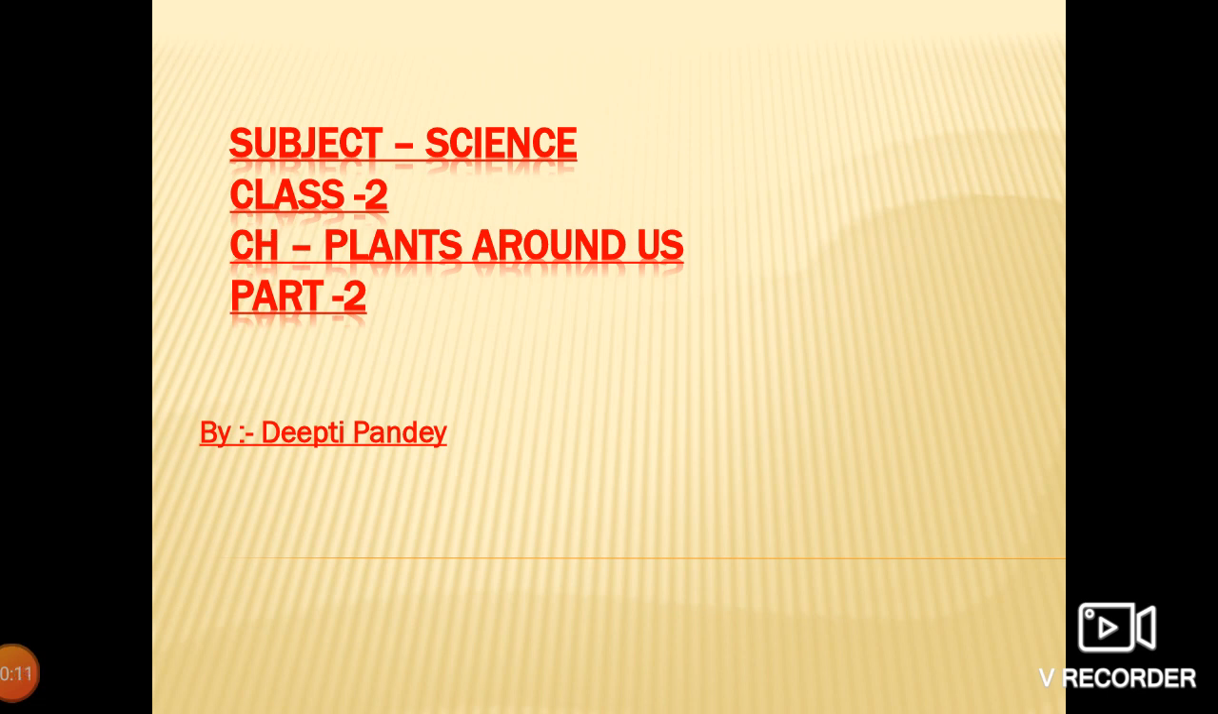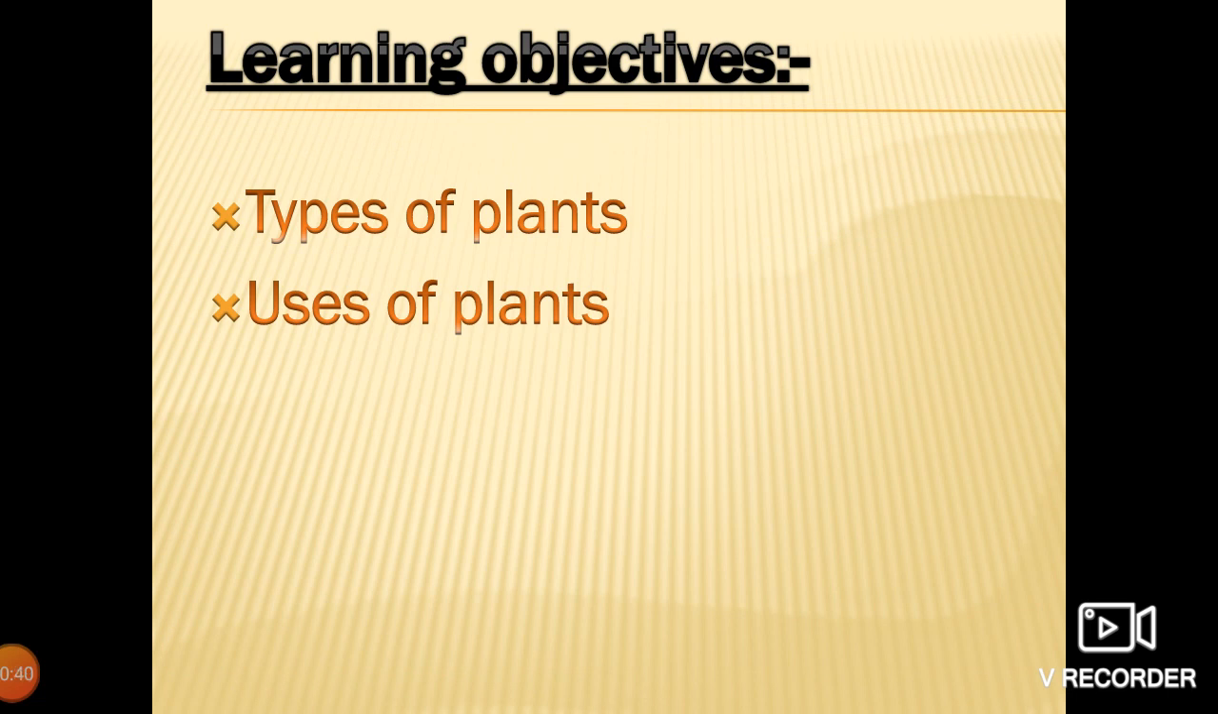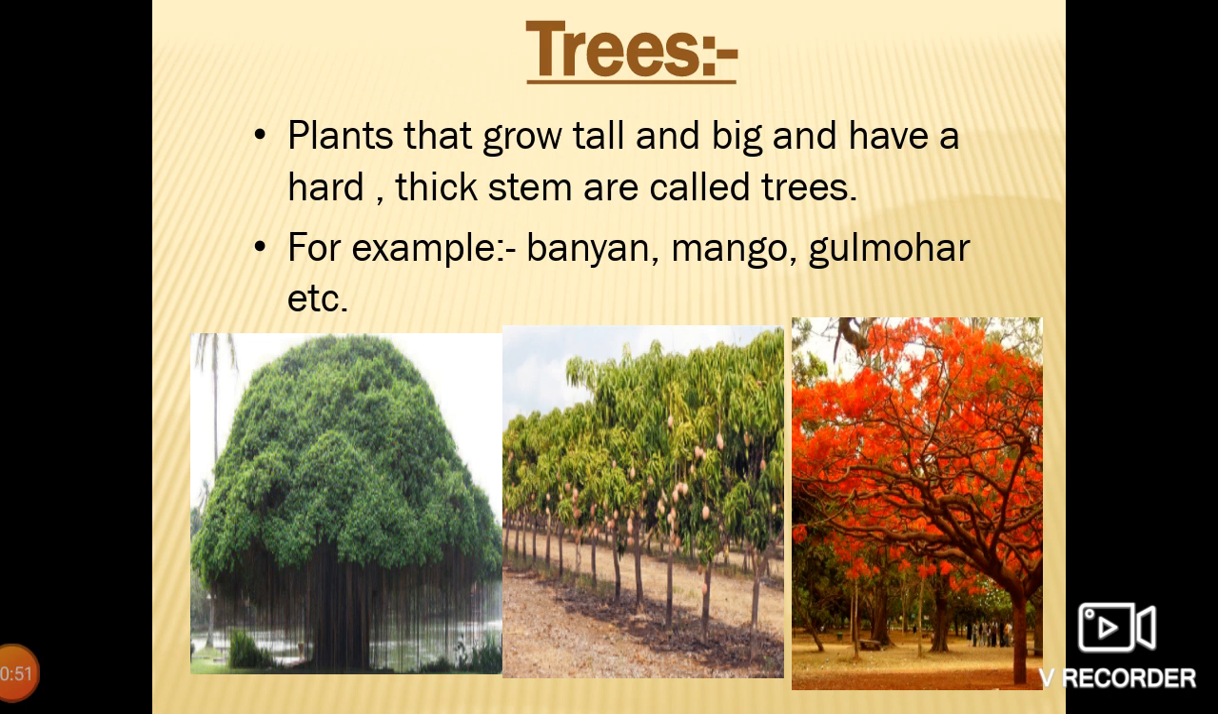In the previous PPT, we read about the plants, parts of plants, and types of plants. Plants are divided into different categories on the basis of their size, that are trees, shrubs, herbs, climbers, creepers, and thorny plants. So today we will discuss these types of plants and uses of plants. So let's start with trees.